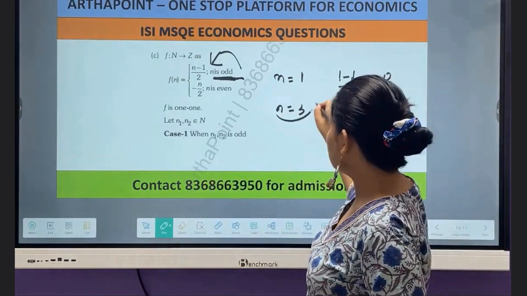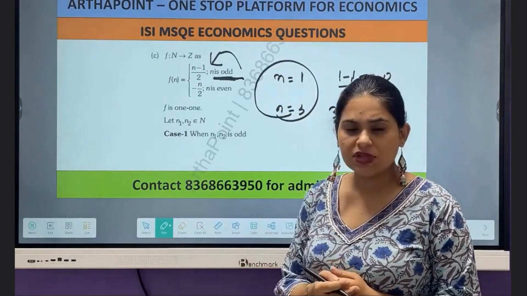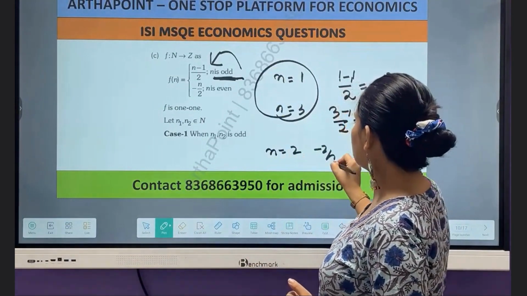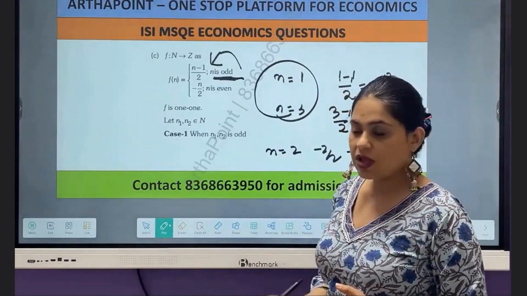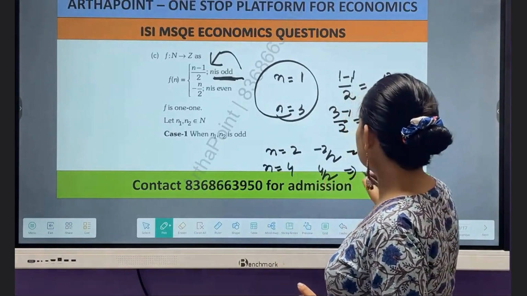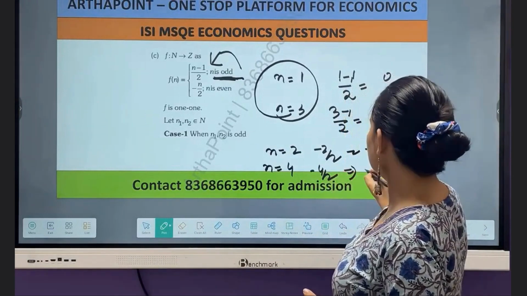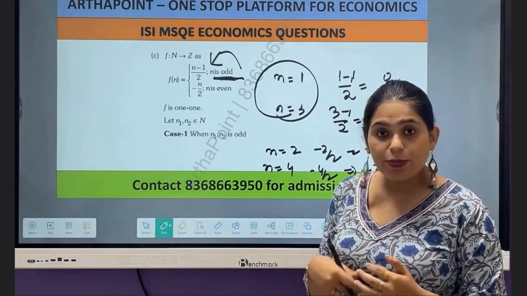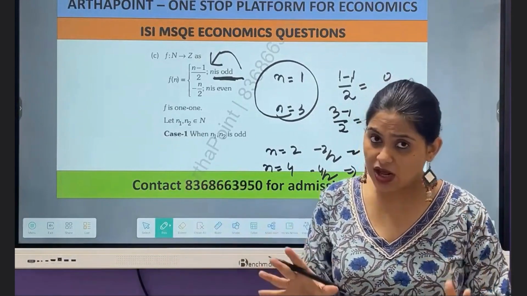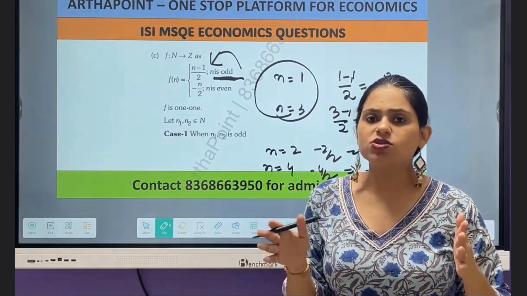This is when n is odd. Same, try for even. I put n as 2, I will get minus 2 by 2, which means minus 1. I put n as 4, I get minus 4 by 2, which means minus 2. So I put different values of n and I am getting different answers. This should hint you something.